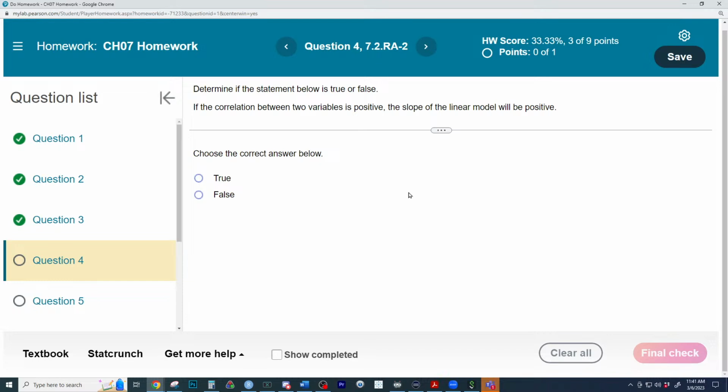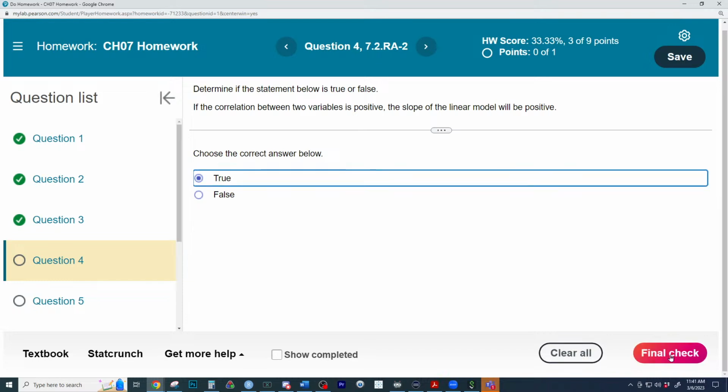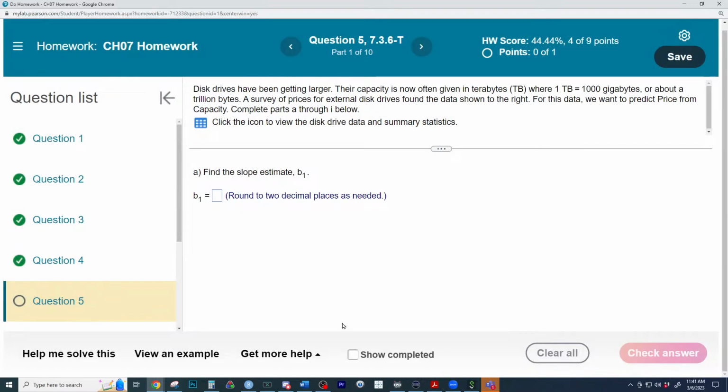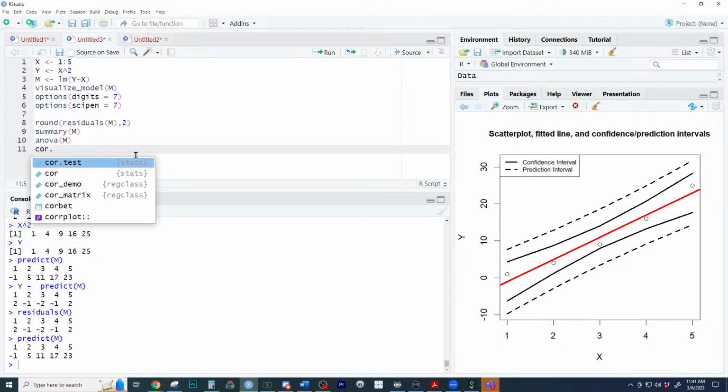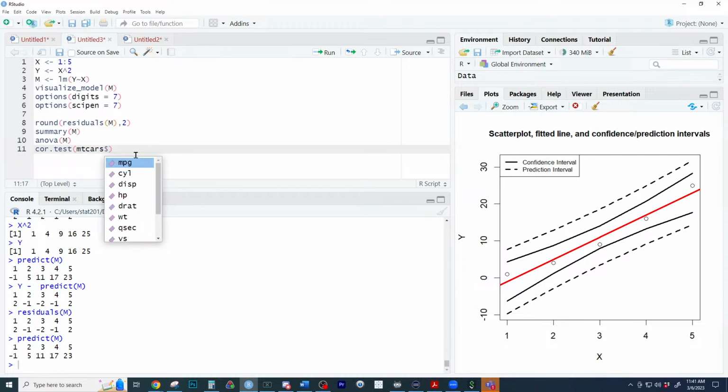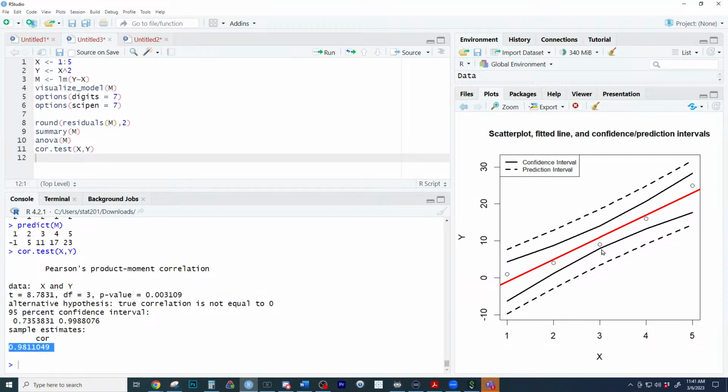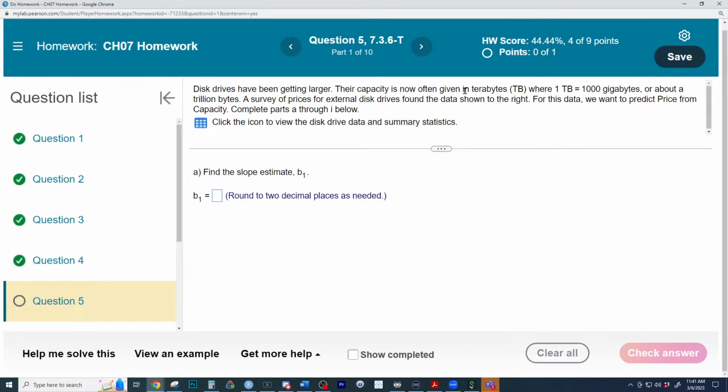If the correlation between two variables is positive, the slope of the linear model would be positive. Very true. The way this works is correlation basically shows us the direction of the relationship. I could have done the correlation of this, so cor.test on mtcars, and I think it goes X variable first. So horsepower, that's a different relationship. Sure, cor.test, X comma Y. And the correlation here is very positive. Since the correlation indicates the direction, and the slope is also the direction, that would be an indication of a positive slope.